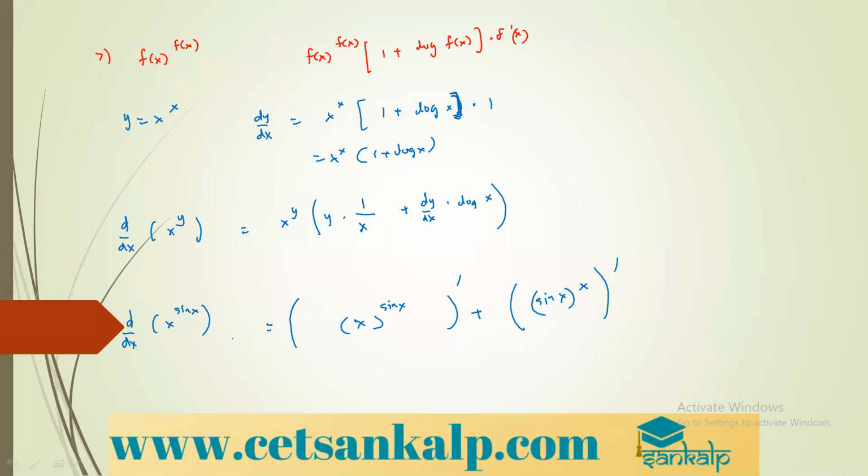How? One we are treating as variable, the other one as constant. Suppose this is variable, this is constant. This is constant, this is variable. So how will you do when you have a variable power constant? You will take sin x into x power sin x minus 1, variable power constant, like x power n, n x power n minus 1.